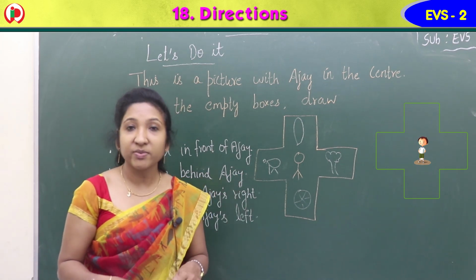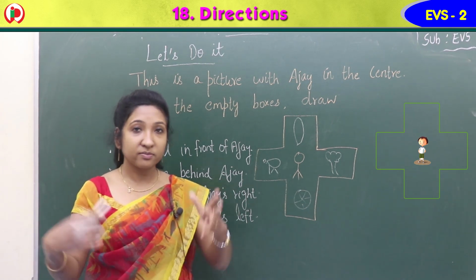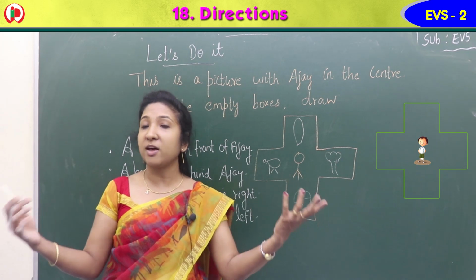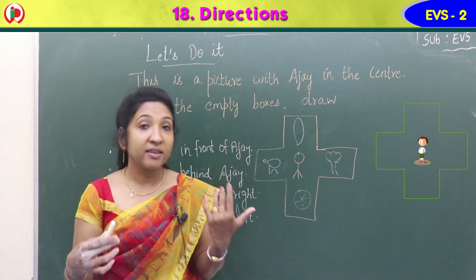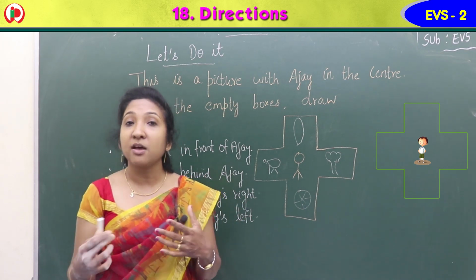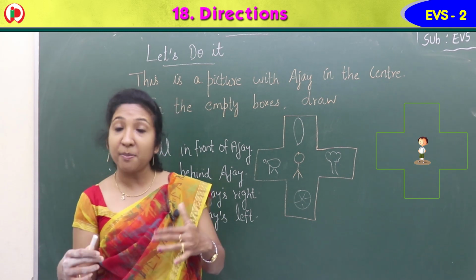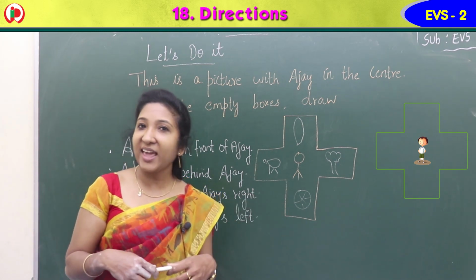Okay children, so you understand about the directions, right? East, west, north, south are the main directions we learned, and we have other directions. Some words that we use in our daily life are right, left, front, back, up, down, etc. These are all directions only. Okay, yes.